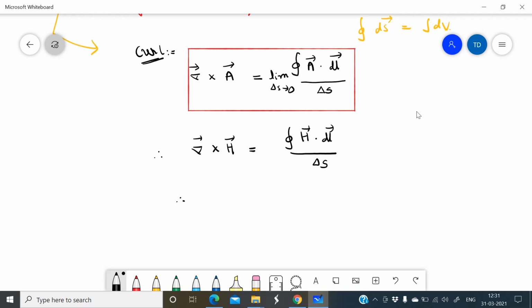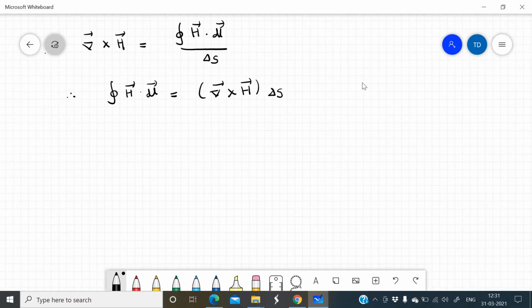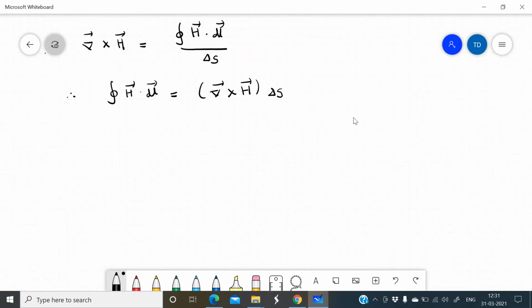Now I multiply by delta S here. So we can write the integration of H dot dl is equal to del cross H dot delta S. What is delta S? Delta S is a differential surface.